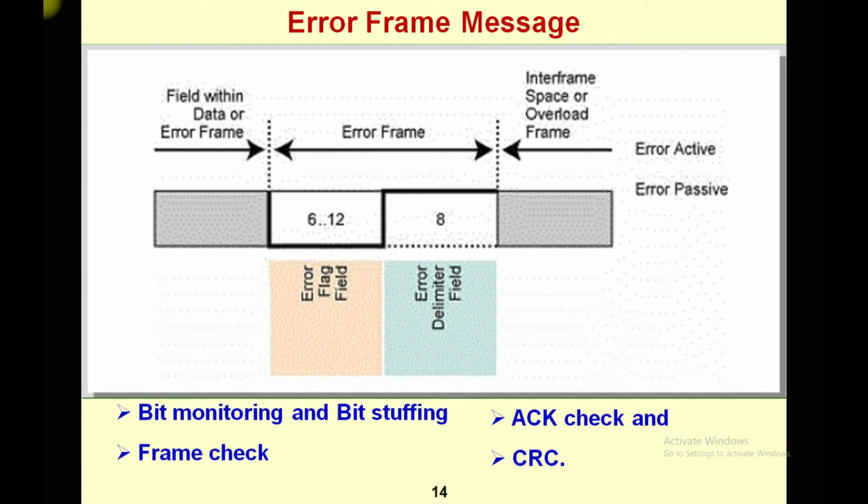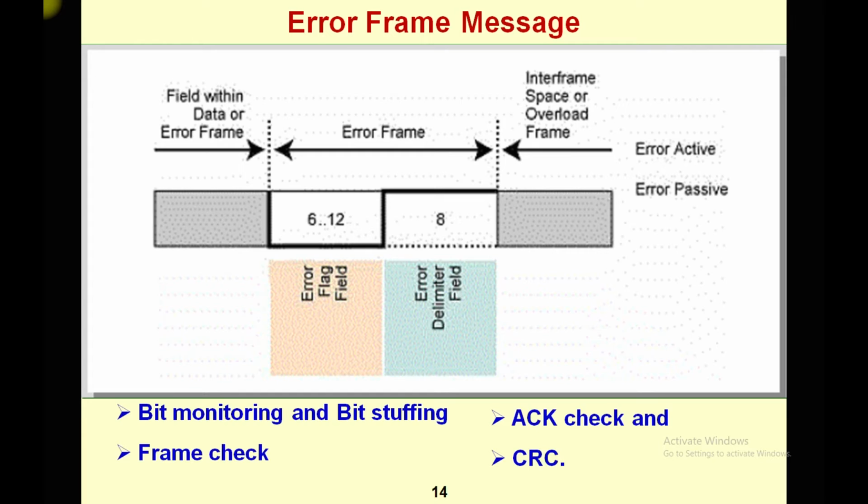And the error frame: if there is any error in the arbitration, in the data length, in the data, or in the CRC, the nodes will notify the bus through an error frame message, something like as shown here. So the error flag field and error delimiter field, through 6 to 12 bits, will inform the bus that there is an error in the bus. So all the transmitters and receivers will understand the data has some error.